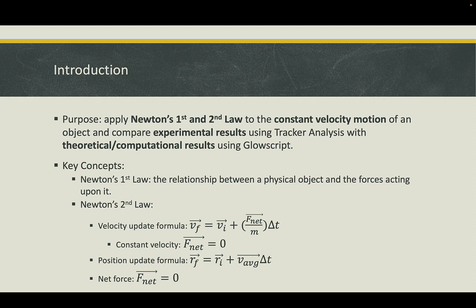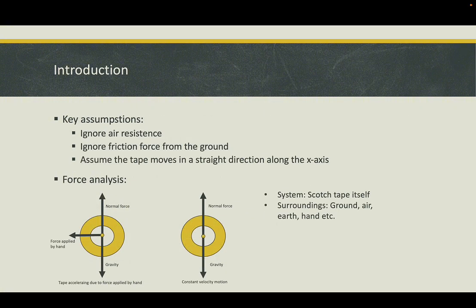Another important formula that we used in this lab was the position update formula. The final position is the addition of the initial position and the average velocity times delta t. This formula helped us plot the position of the moving tape on the graph. The key assumptions that we made in this lab include ignoring air resistance and friction force. We also assumed that the tape was moving in a straight direction along the x-axis.